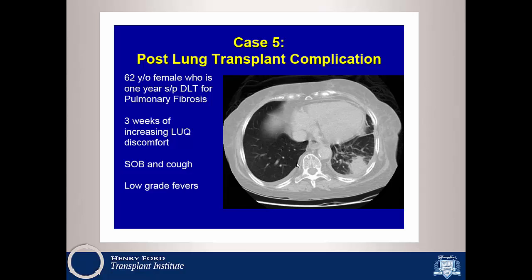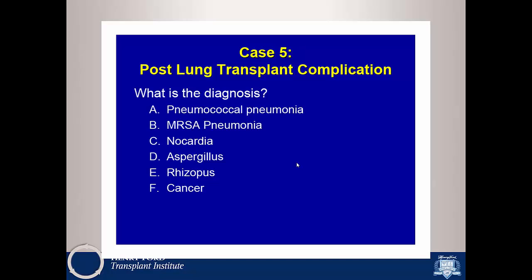Okay, so here's another case of a 62-year-old female who was transplanted here with a double lung for pulmonary fibrosis. She came in complaining of 3 weeks of increasing left upper quadrant pain, some shortness of breath and cough, and a low-grade fever. You can all see right here, there's a mass-like opacity, not a very regular border, kind of shaggy in the lower lobe. So the question is, what is this? And we can get lots of answers. We could think it's pneumonia, or maybe it's Nocardia, or Aspergillus, or other things. Could it be cancer?